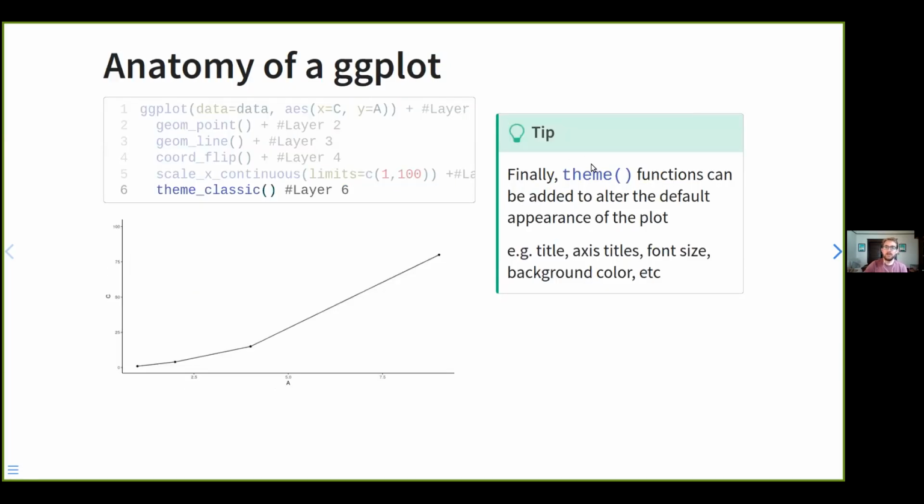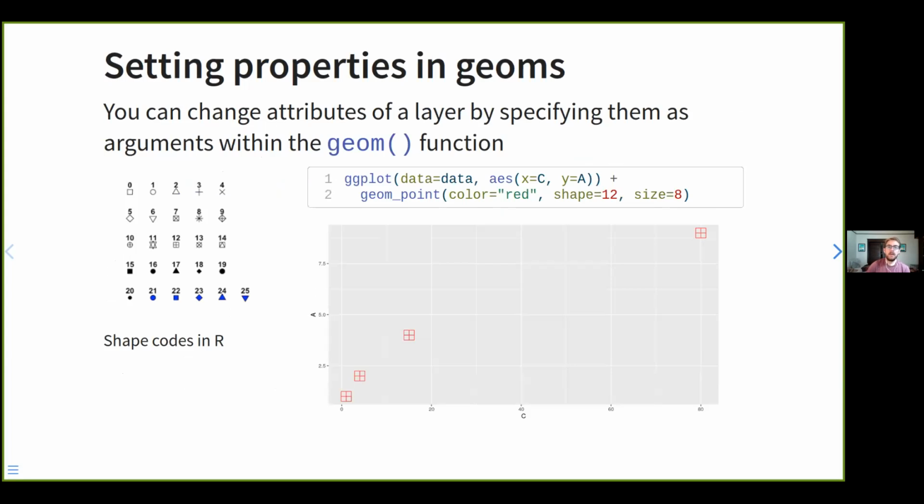If you want to do it in a more customized way, you can use this generic theme function, and I'll show you a little bit later about what that looks like. It gets complicated, but it's also where you get all the possibilities of what you can do.